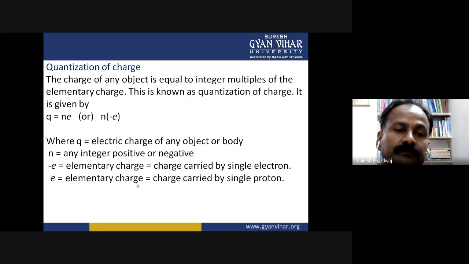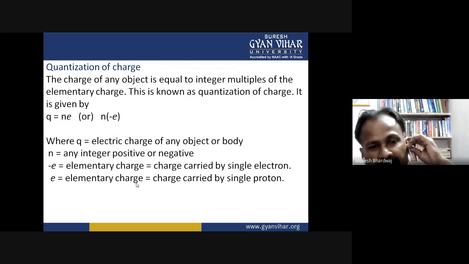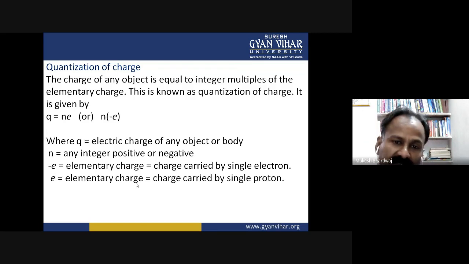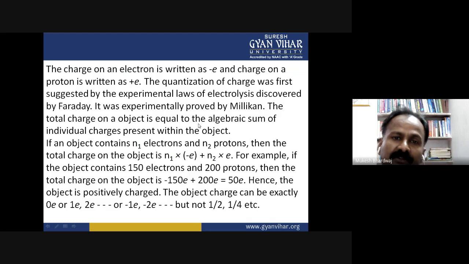So, we simply say that q equals ne, where q is the electric charge of any object or body, n equals any integer, positive or negative, where minus e is the elementary charge carried by a single electron, and e is the elementary charge carried by a single proton. The charge on an electron is written as minus e, and that on a proton is positive.